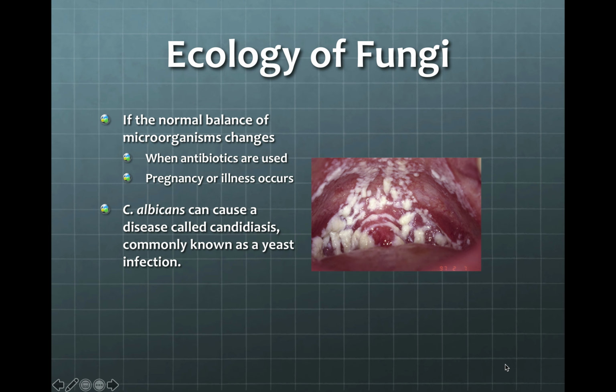So a lot of times when we take those antibiotics, we definitely have an imbalance of our normal microorganisms. We call that flora. Your gut flora can be thrown out of balance with a lot of antibiotics. All right, and when we experience things like pregnancy or other illnesses, when you have autoimmune disease, a lot of times there's a shift in the microorganisms that we normally have. Candida, again, causes the disease candidiasis, and we just normally call that a yeast infection.